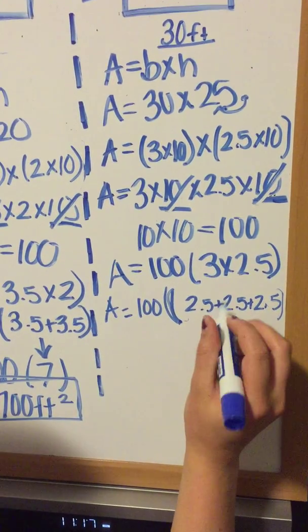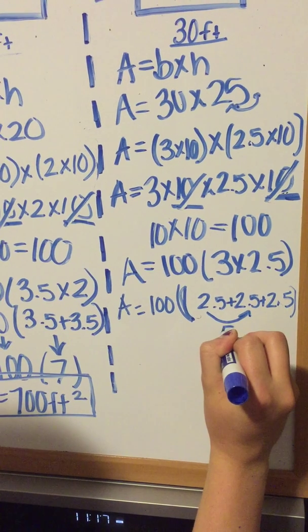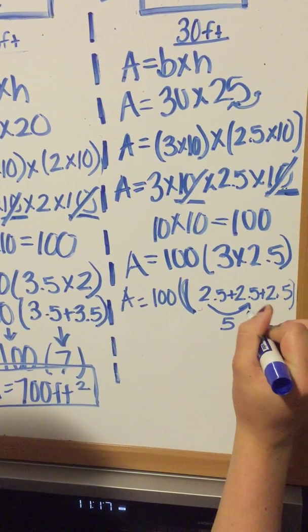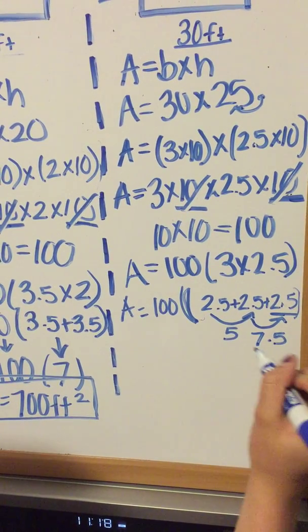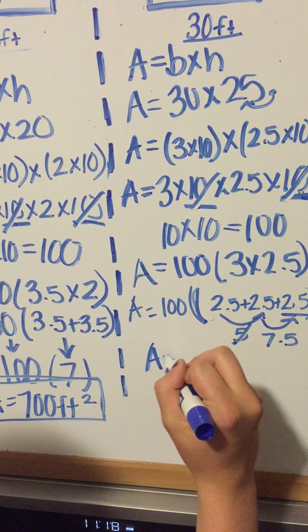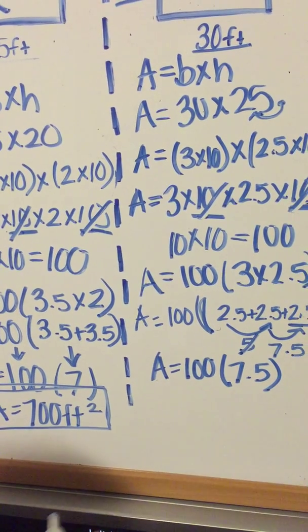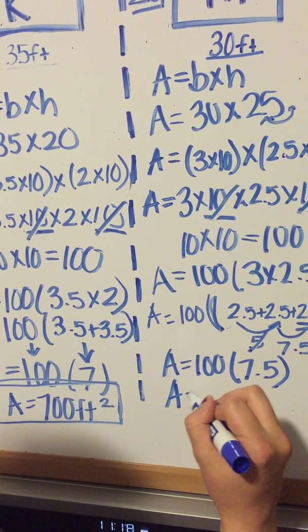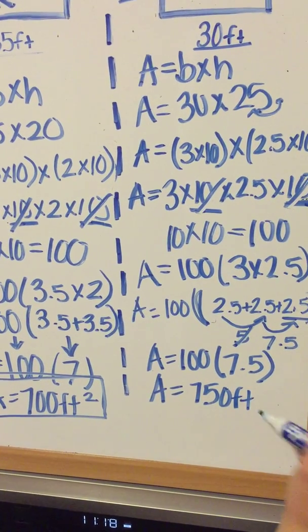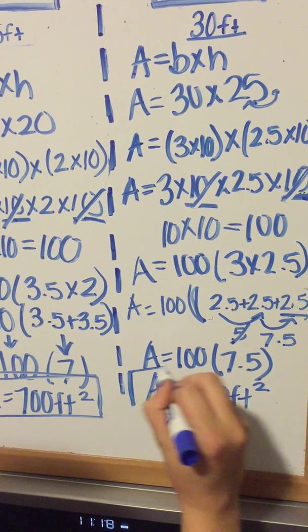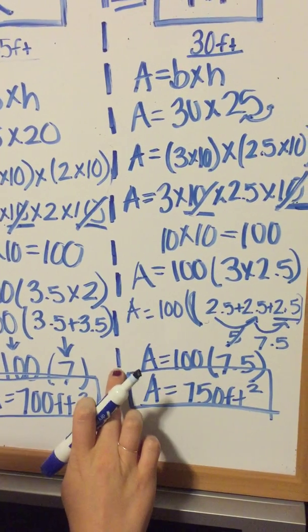So 2.5 plus 2.5, we'll do it in steps, is 5. And then 5 plus another 2.5 is 7.5. So your area is equal to 100 times 7.5, and that equals 750 feet. And again, since it's area, feet squared. The area of McKenna's garden is 750 feet squared.